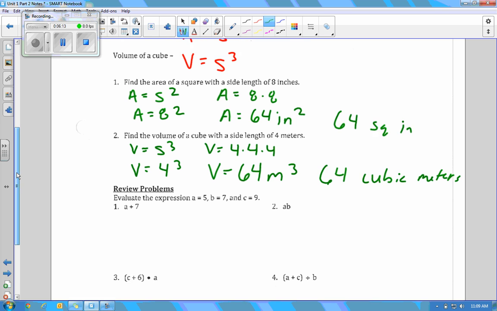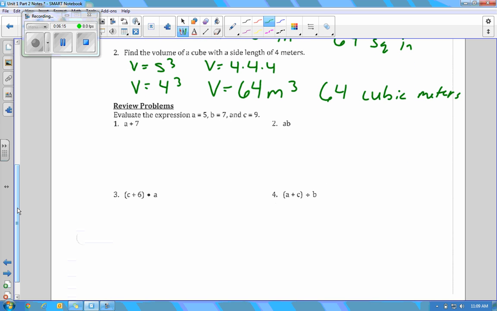If you look at the bottom, you've got 4 review problems, which is evaluating expressions which we did in part 1. And you're going to go ahead and do those on your own. If you have trouble with any of those, just make sure you ask during class.